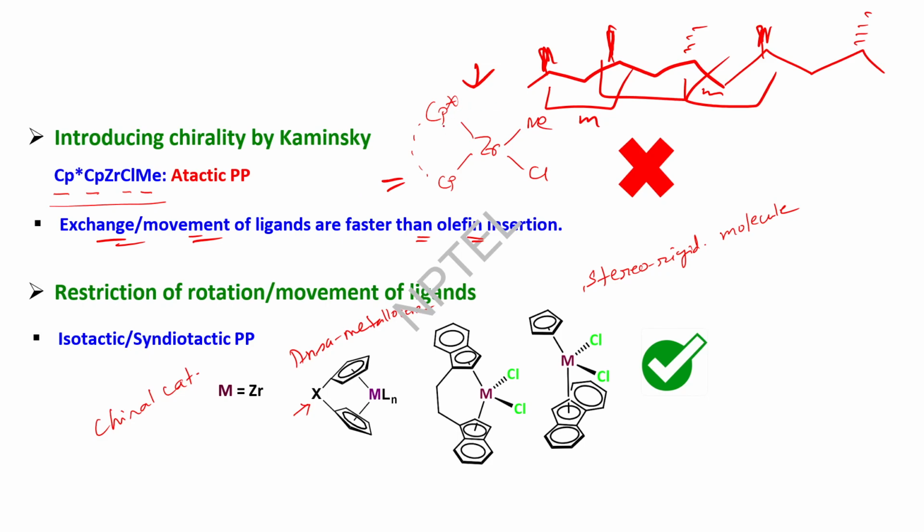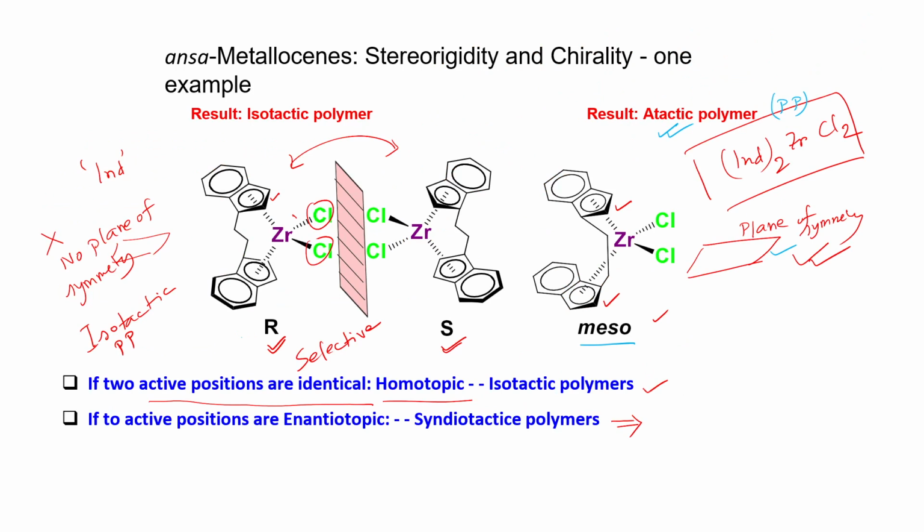So to stop this particular expense, what scientists do is use this kind of ansa system. They fix these two allicin units with one atom, or a carbon chain or any other atom, so that they cannot flip around and they can control that. Only then can you have a chiral catalyst and do isotactic polymerization.